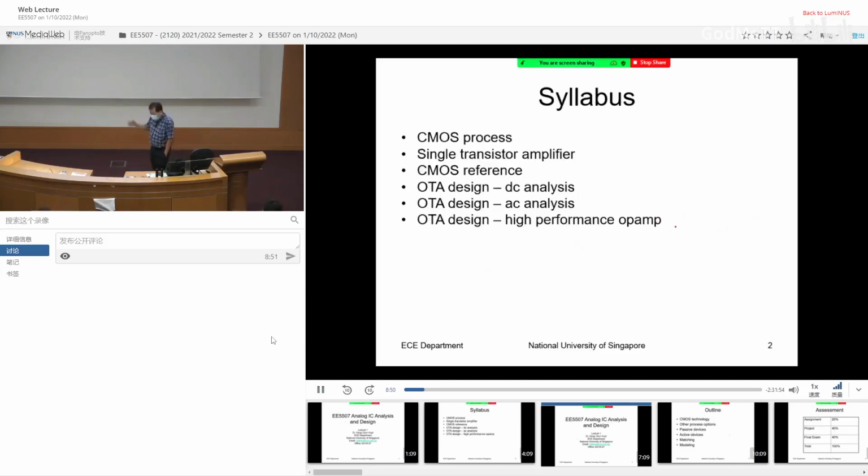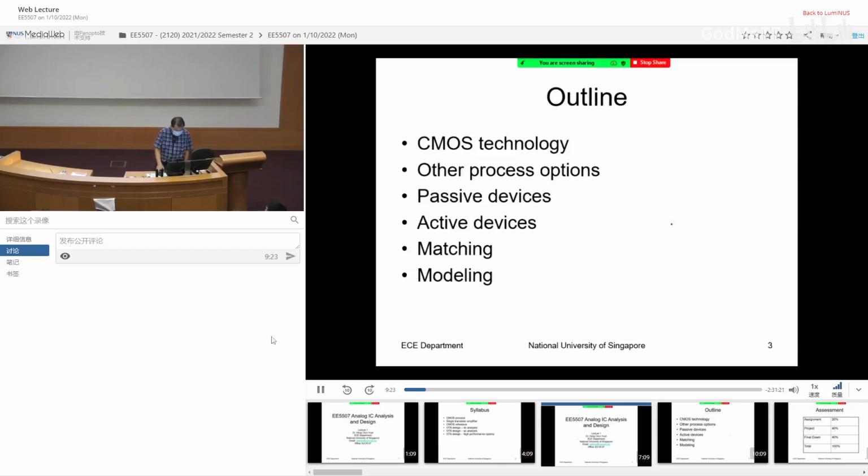Now, after the OTA DC analysis, we move on to AC analysis. Of course, in op-amp design, or OTA design, the important thing is gain. We need to look at how much gain we can get. Also, bandwidth. What is the bandwidth for the OTA so that we can design the filter, the amplifier accordingly. And finally, for OTA design, this is graduate level, so we'll look at some more advanced high-performance op-amp topology. Okay, so on and so forth. So this is the syllabus.